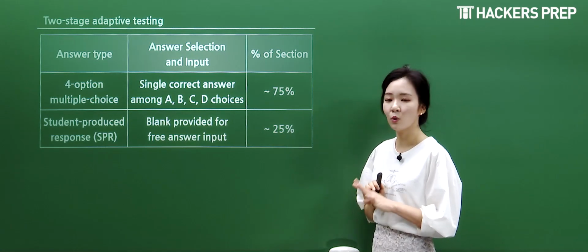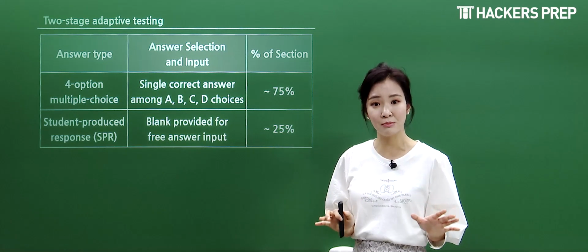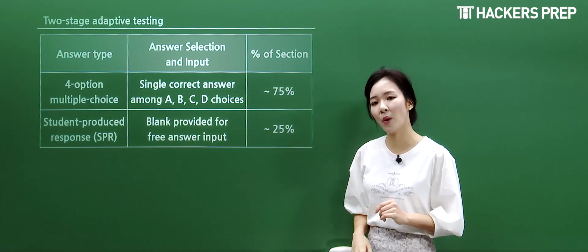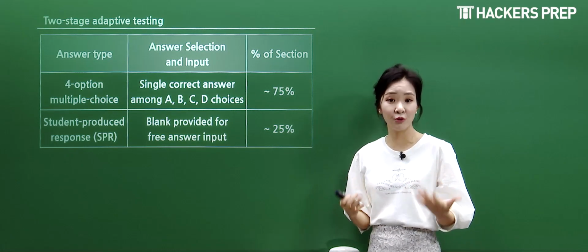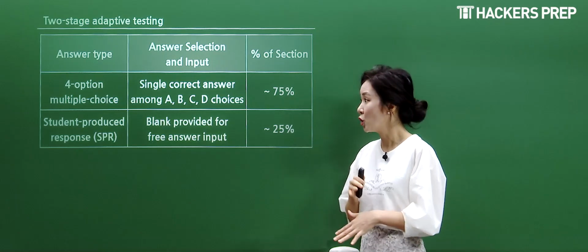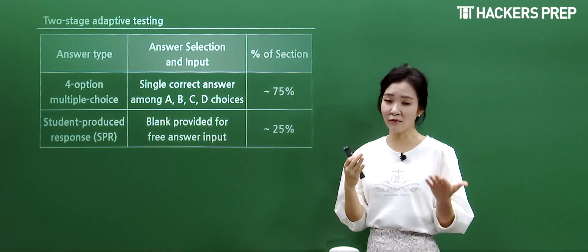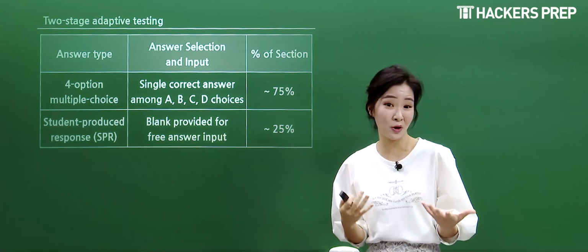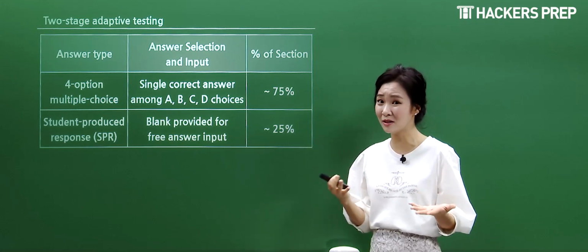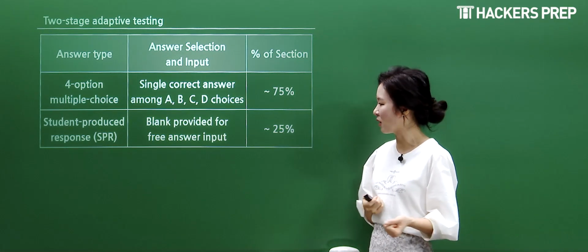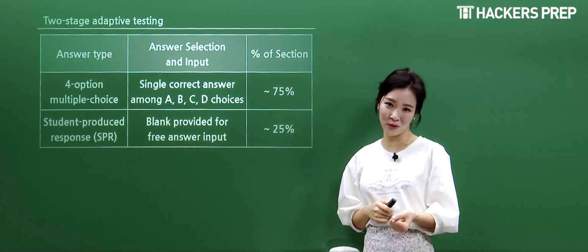And then the rest is what's called student-produced response, or SPR. It's where a blank is provided for a free answer input. So in other words, no options given. We would have to solve the questions and come up with our own answer, right? So there's not really going to be a guide or selections to choose from. And that's going to be about 1/4 or 25% of the exam.